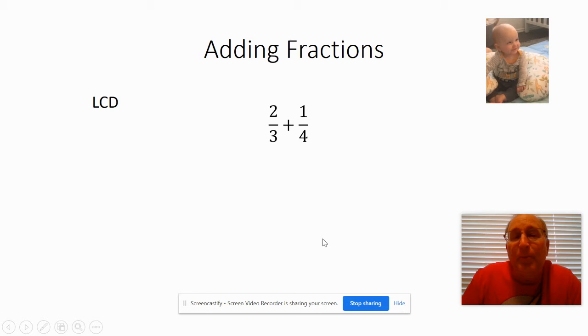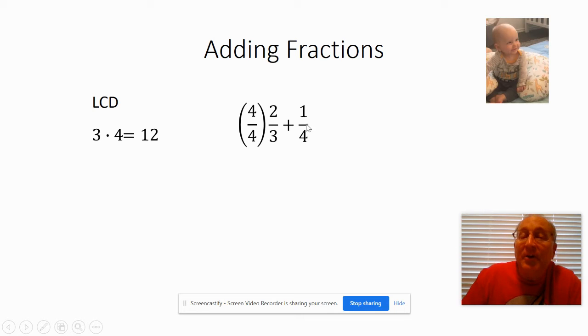But for right now, for simple purposes, I'm going to take 3 times 4, the two denominators, and multiply them together because that's going to make a common denominator of 12. Well, what do I have to do to 3 to make it become a 12? Well, I multiplied it by 4 to get 12 here, so I do the same thing here. But if I do it to the denominator, I've got to do it to the numerator.